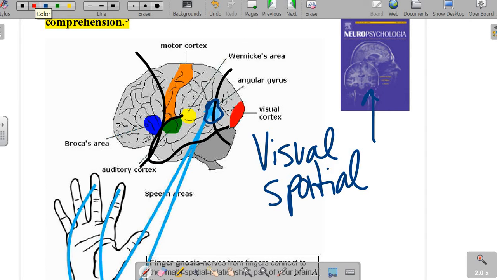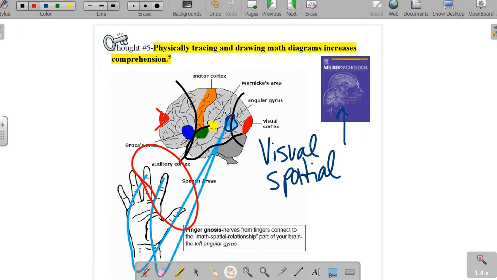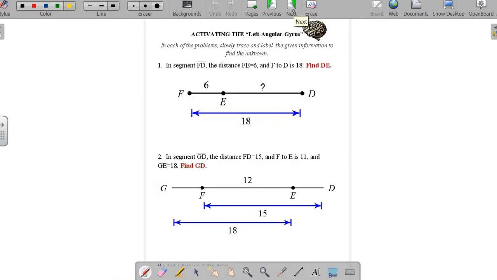And that visual spatial math is connected to your fingertips, not your eyeballs. That part of your brain is called the left angular gyrus area. So physically tracing and drawing in math diagrams will increase your comprehension because that's the part of your brain that processes the information and then sends it to the conscious part of your brain that says, oh, I understand this problem now. So what does this look like in my class?